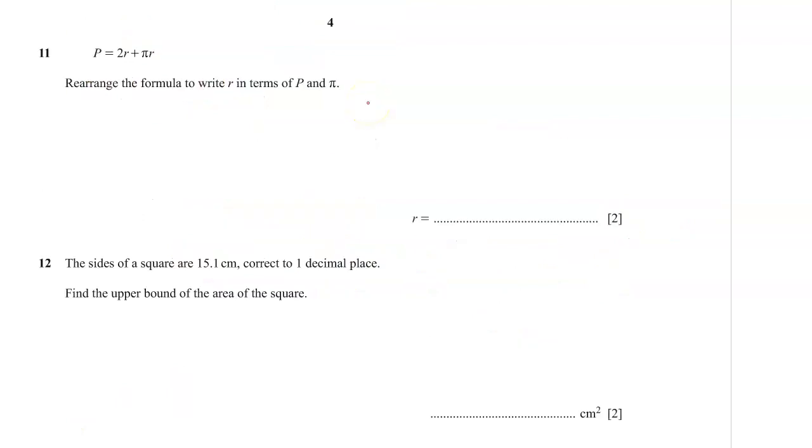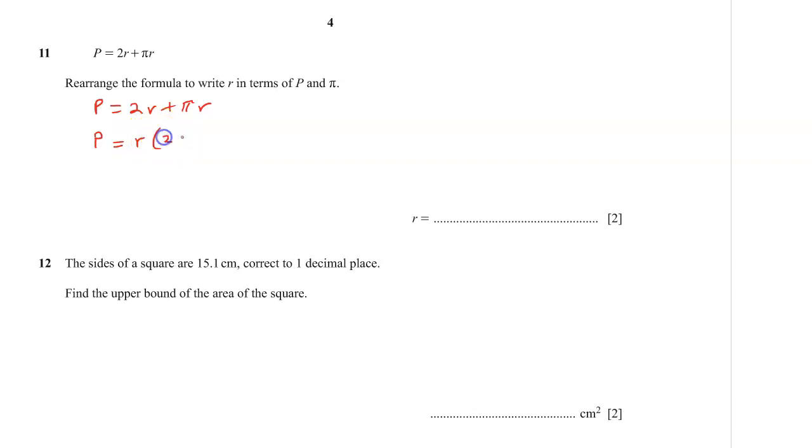Question number 11. P is equal to 2r plus pi r. Rearrange the formula to write r in terms of p and pi. So the equation is P is equal to 2r plus pi r. We want to write this in terms of P and r. r is common here, so you can factorize it.